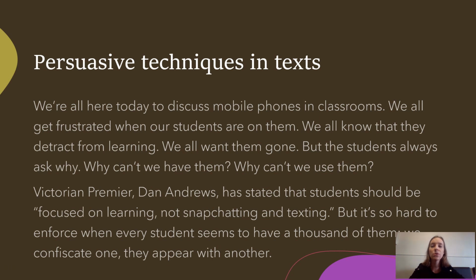Now within this text, we've got a range of persuasive techniques. The first one being rhetorical question. Why can't we have them? Why can't we use them? It makes the audience think about, well, why can't they?